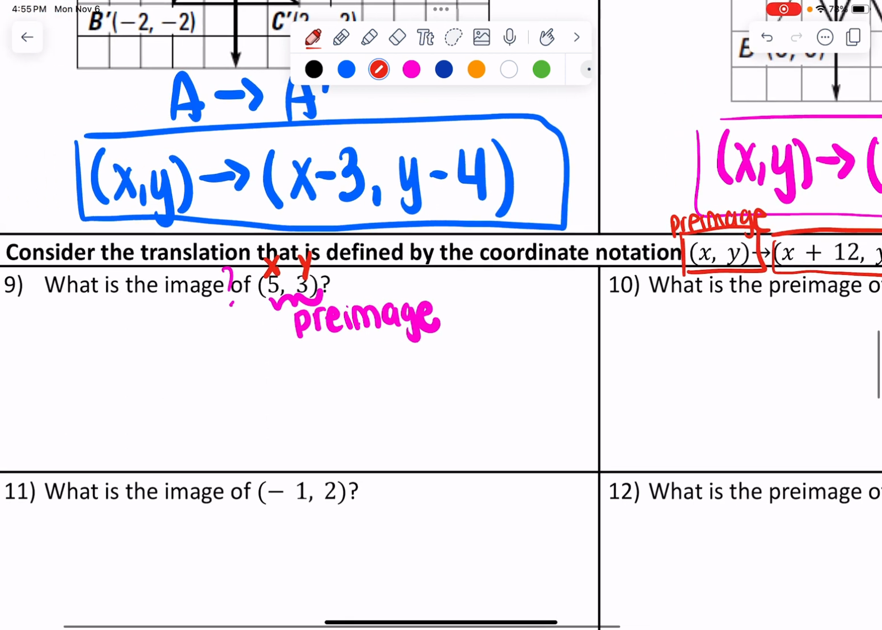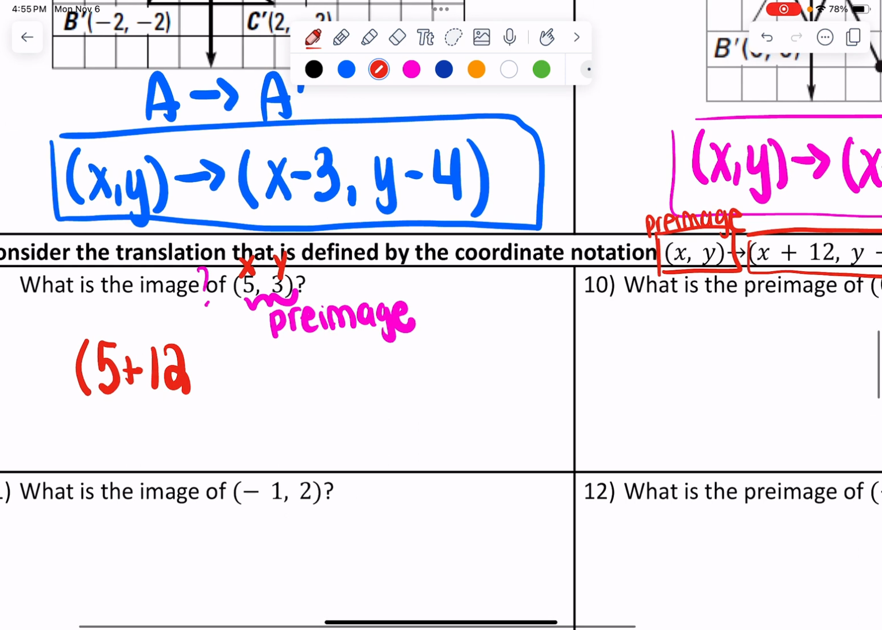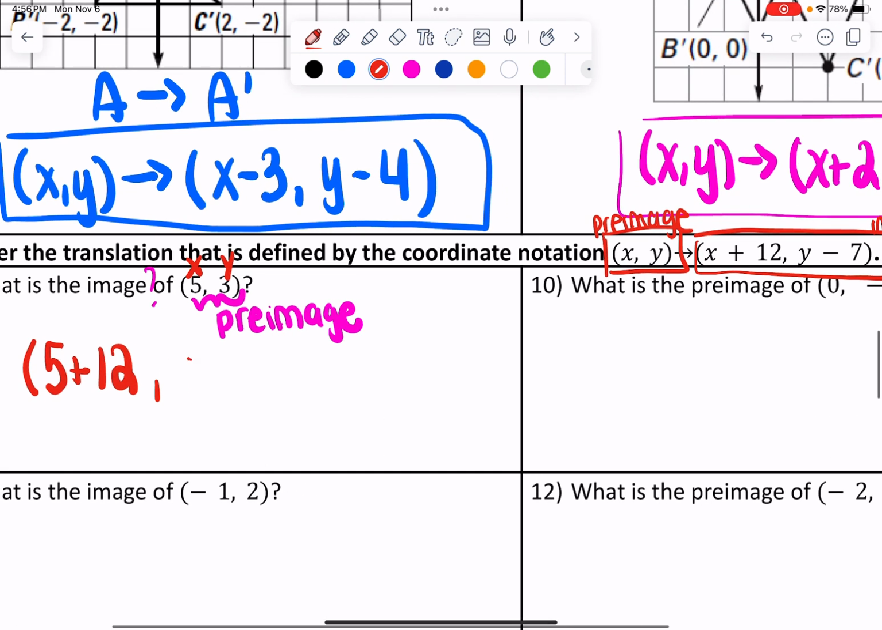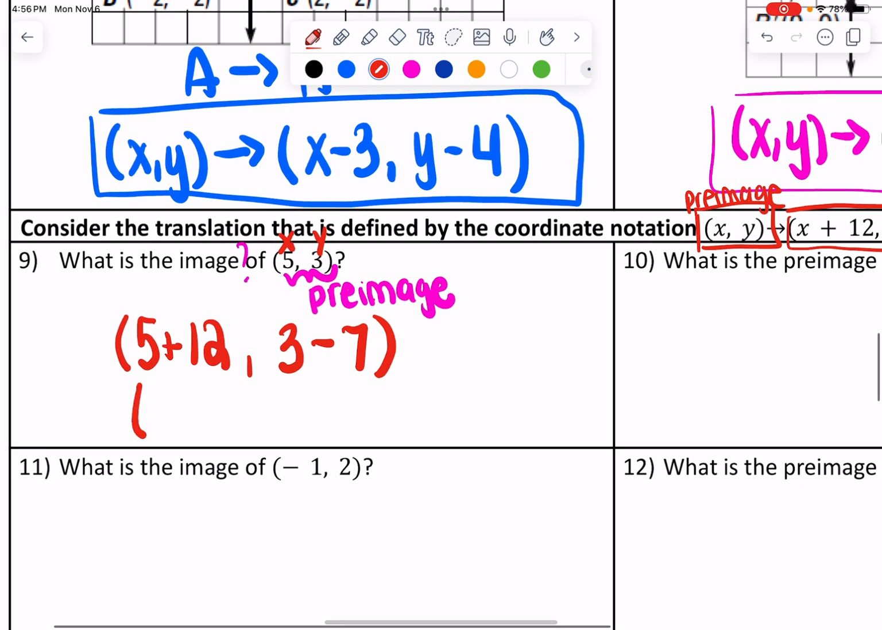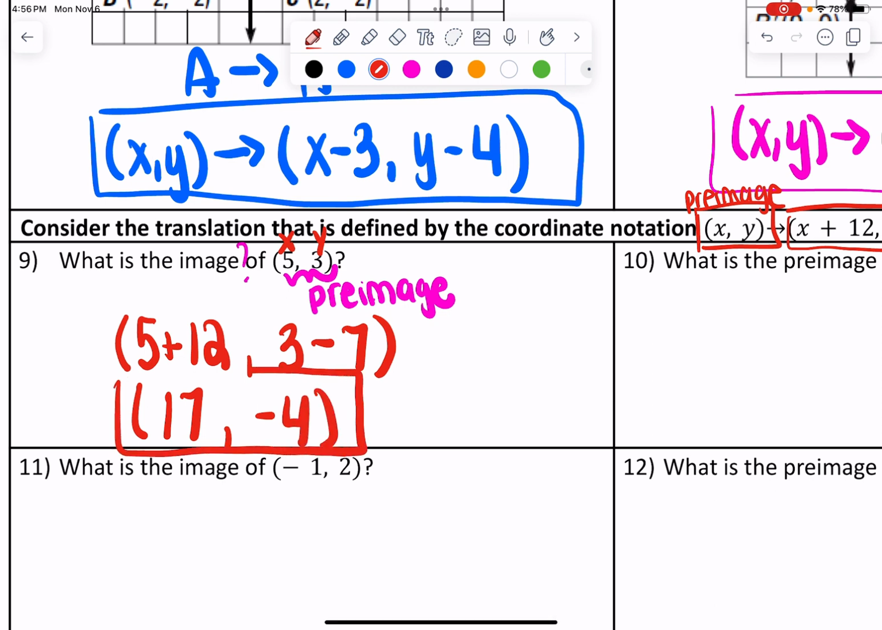Okay, so this is what it's going to look like. You're going to have 5 plus 12, okay, X plus 12, comma, your Y value, minus 7. And so your image coordinate, 5 plus 12, is going to be 17. And then 3 minus 7 is negative 4. That's your image coordinate.